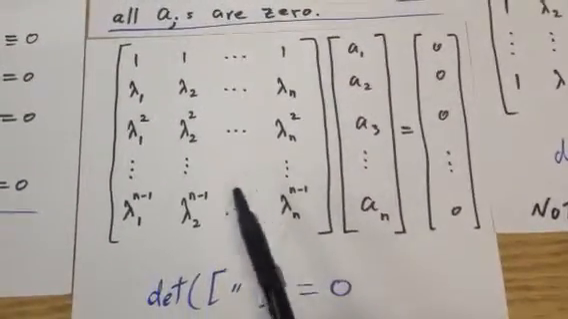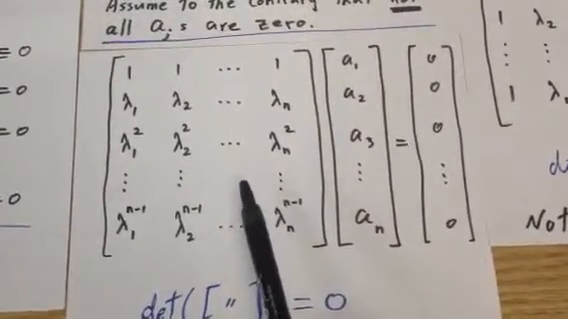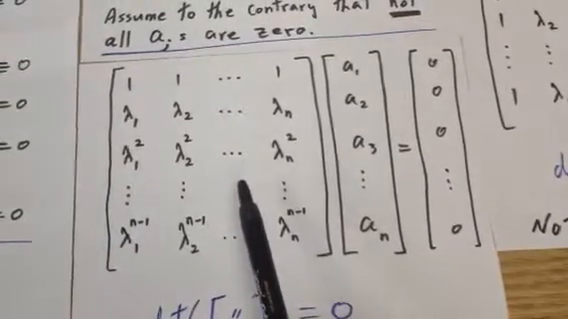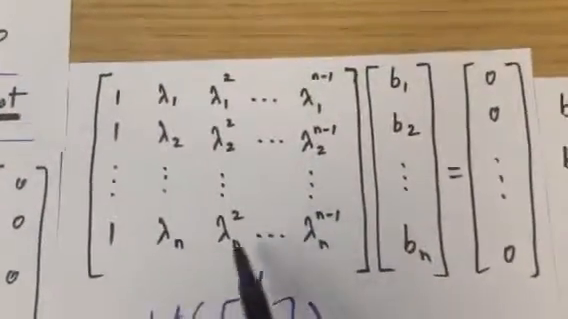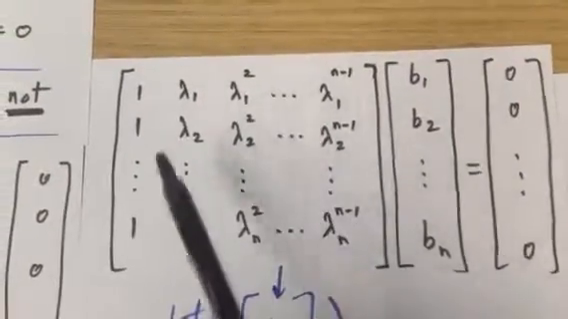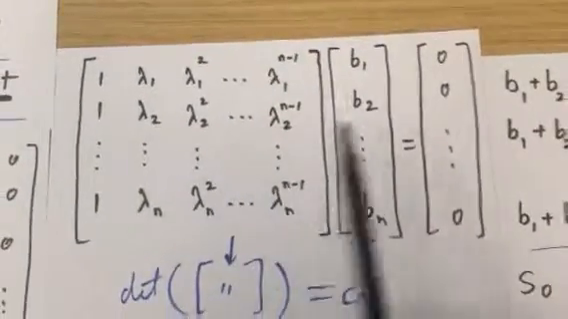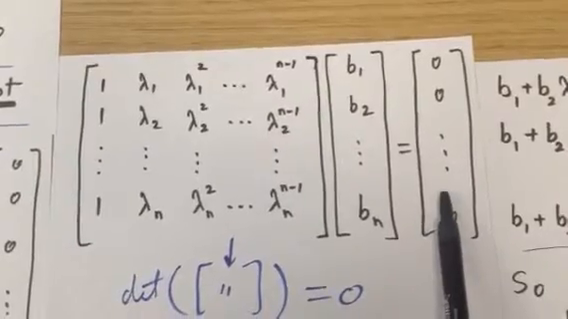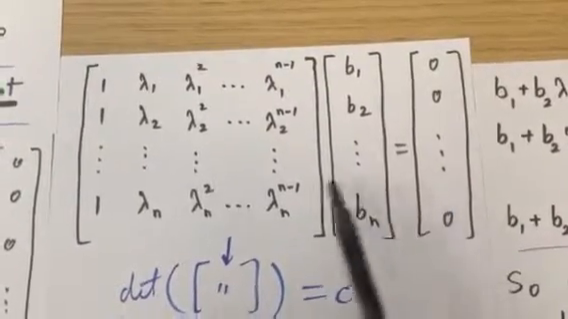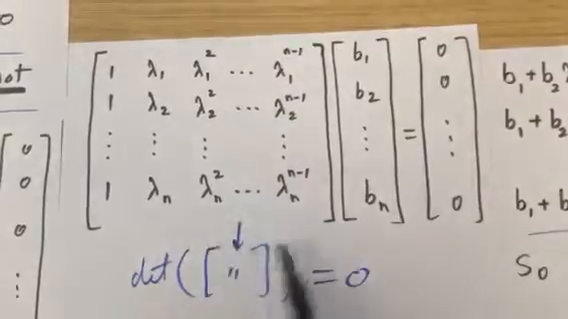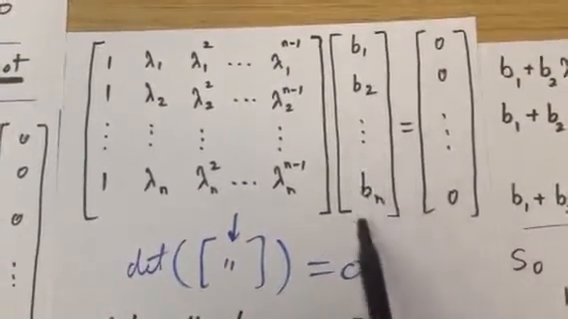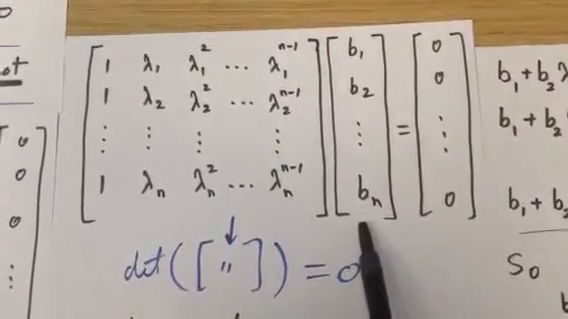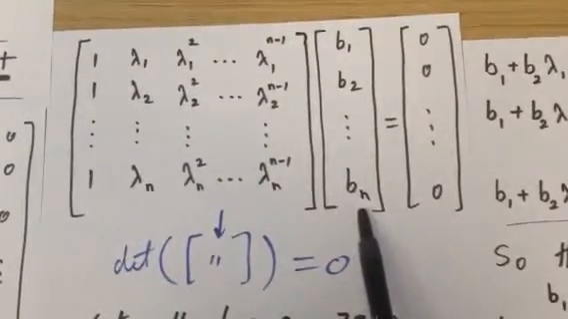If the determinant of this matrix is 0, then the determinant of its transpose is 0. And the transpose is the one that's related to the polynomials. So this is the transpose, and we form a new homogeneous matrix equation. Because the determinant is 0, this equation must have some non-zero solutions, perhaps more. In fact, there are infinitely many solutions.